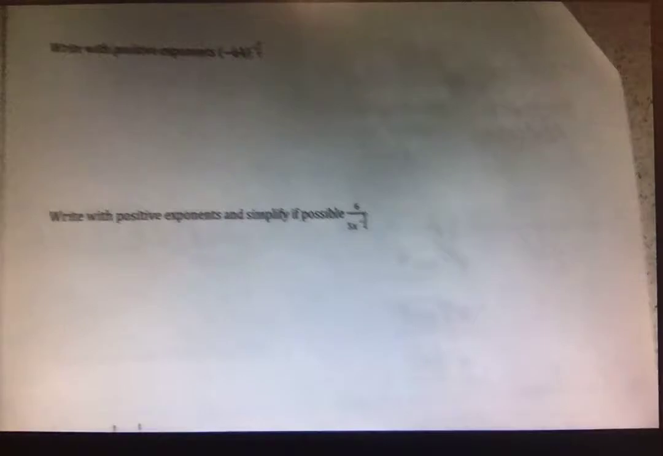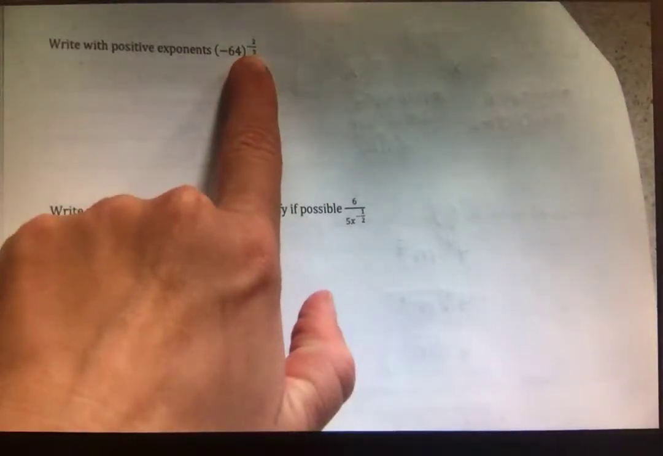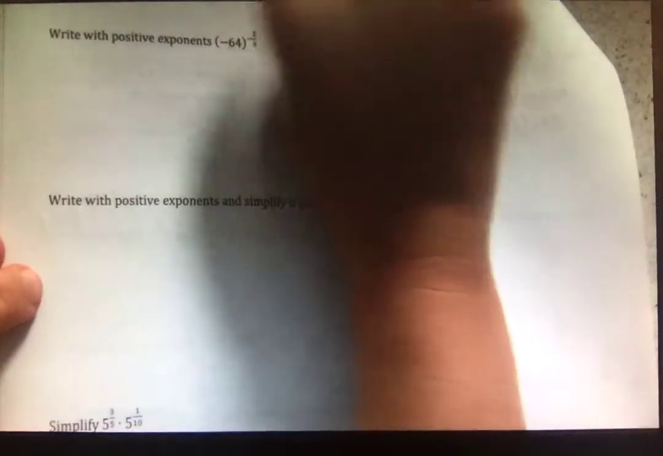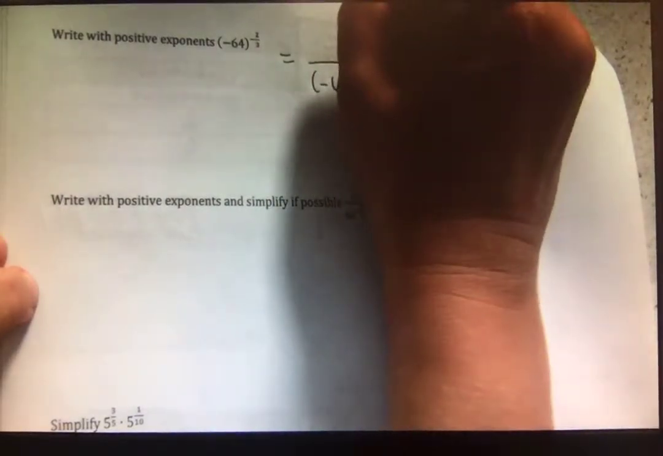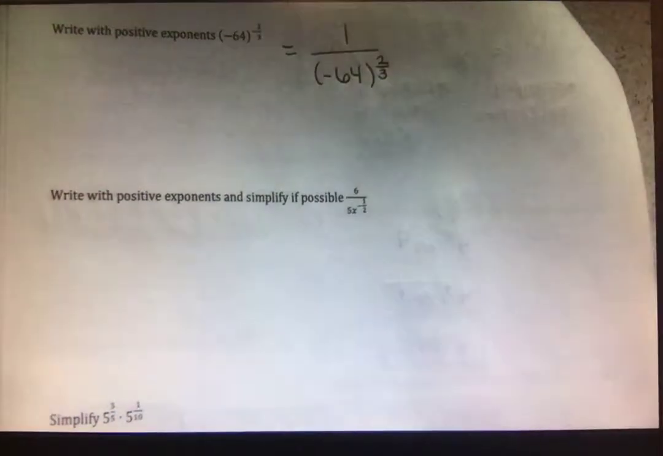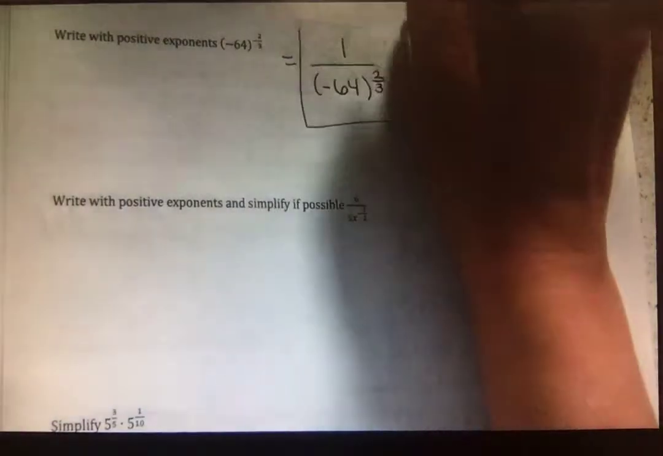So writing with positive exponents, we have -64 to the -2/3 power. All it says, if you read the directions, is write with positive exponents. So the -2/3 is applied to the -64. In order to make it positive, it's up top, so it's going to flip down to the bottom and become positive. So we now have -64 to the 2/3 power. Nothing's up top, so I have to write a 1. We now have it with positive exponents. Done.